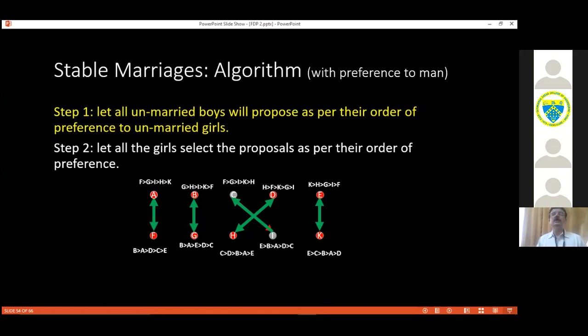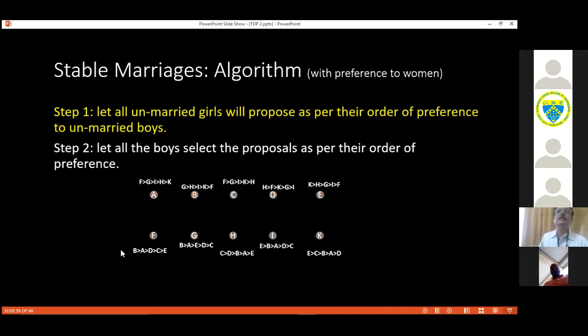Another way is where the girl proposes and the boy selects. Both give the same stable marriage. This is the second one that I skip now.